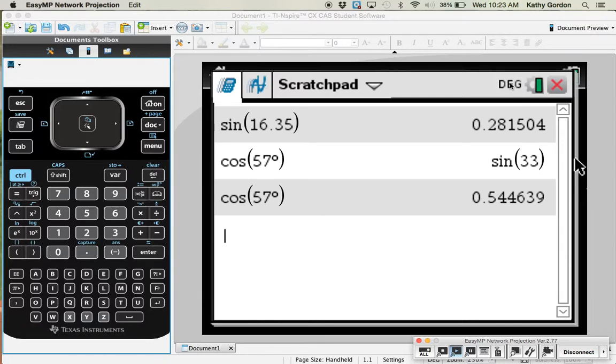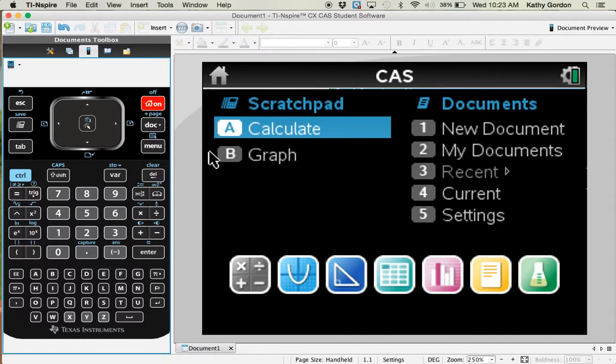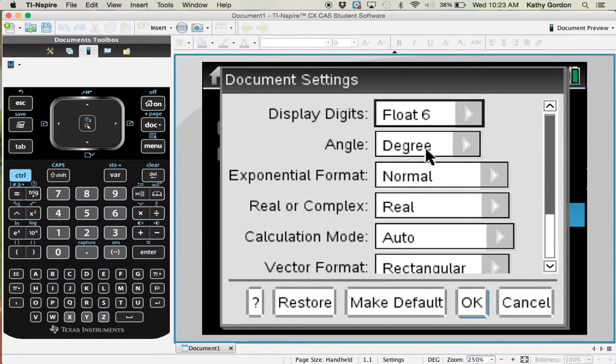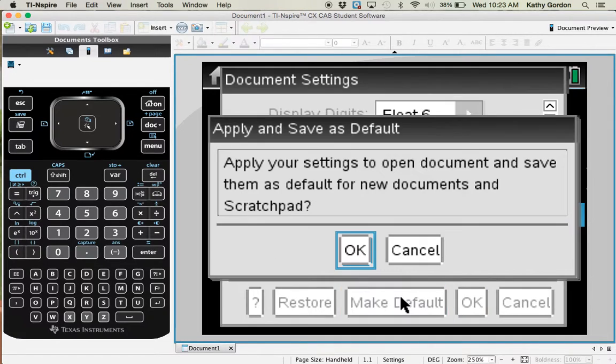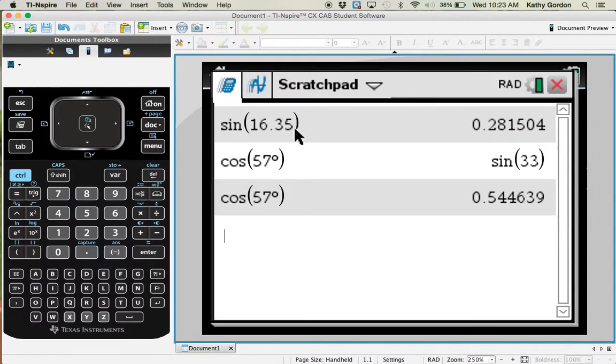So right now, on mine, I can see that I'm in degree mode. So I'm going to go back. Not menu, home, settings, document settings, change this back to radians, make it the default. Yes, okay. Please catch up with me. There we go. All right, go back to my calculate.